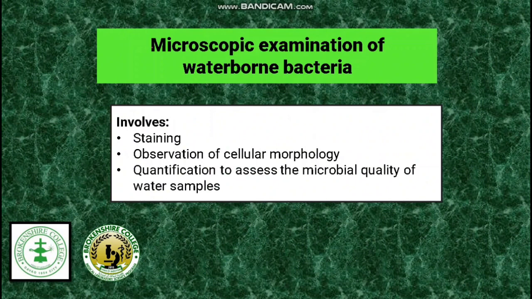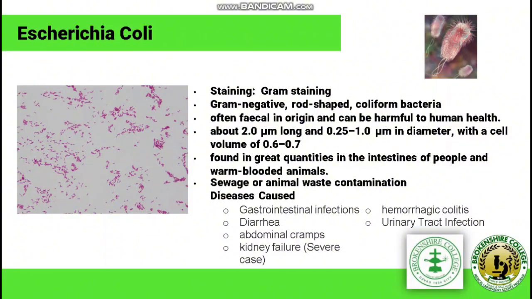So the following slides are the different types of bacteria under the microscope that can be found in water. Escherichia coli is one of the bacteria commonly found in water. E. coli cells are typically stained using gram staining, where they appear as gram-negative rods, and they are facultative anaerobes, non-sporulating coliform bacteria. Under the microscope, cells are typically rod-shaped and about 2.0 micrometers long and 0.25 to 1 micrometer in diameter, with a cell volume of 0.6 to 0.7.